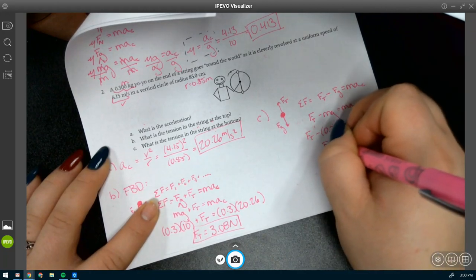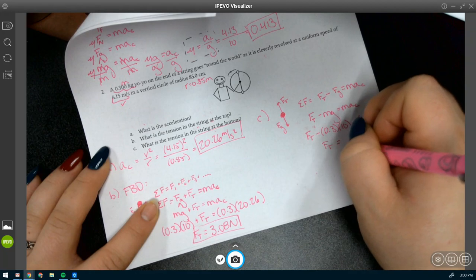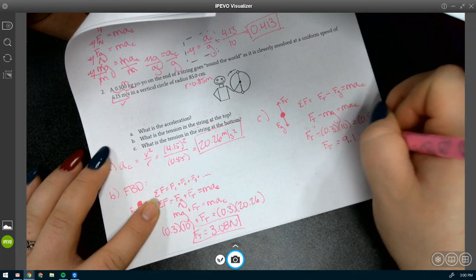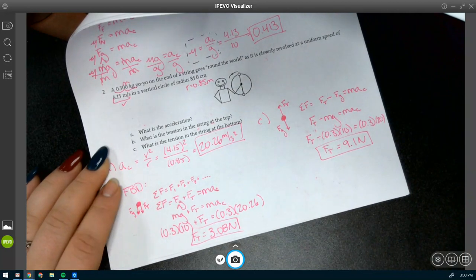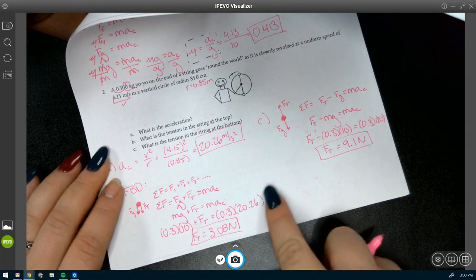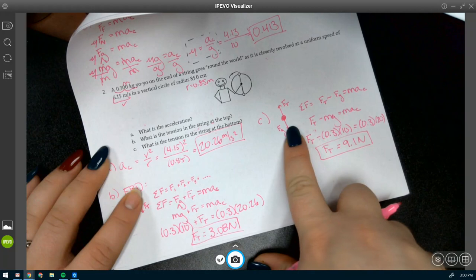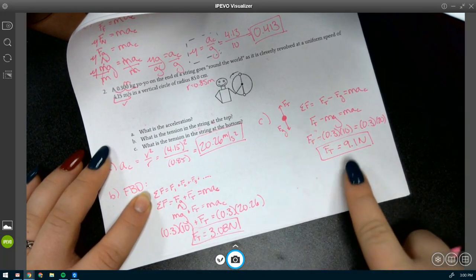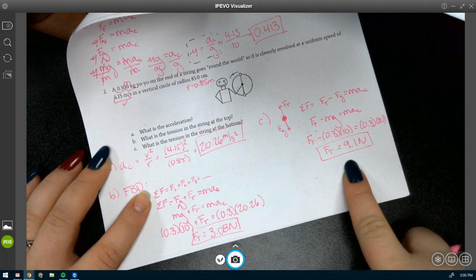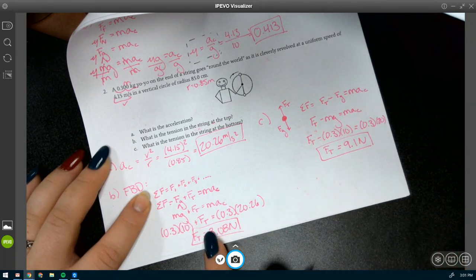And in this case, I've got our force of tension is 9.1 newtons, essentially. Right? And so if you look at it, it's because at the bottom of the circle, in order to keep it going in a circle, you have to oppose gravity. So your tension has to be higher. Whereas if we're at the top of the circle, the force of tension and the force of gravity are working together to keep it in a circle.